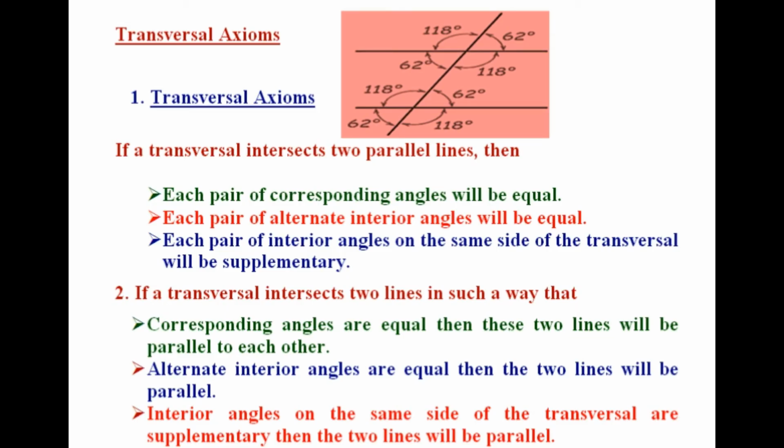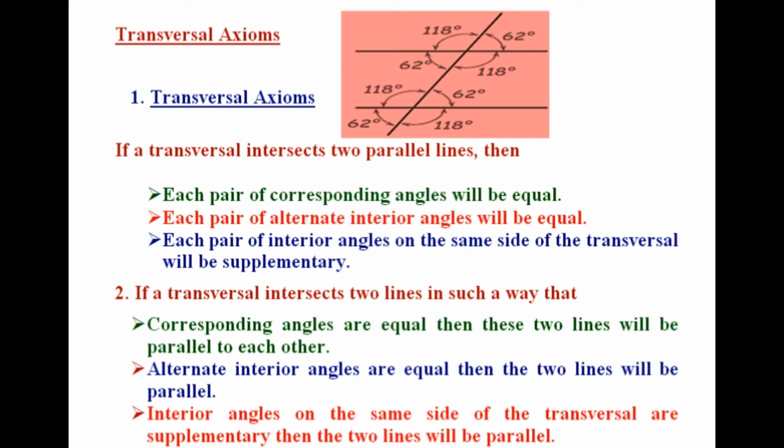So now a very important thing, transversal axioms. One: if a transversal intersects two parallel lines, then each pair of corresponding angles will be equal. You can find in the diagram, see the corresponding angles 118, 118, that is equal. Same way this side 62, 62. Clear? So they are equal.